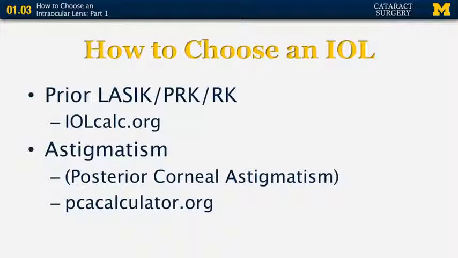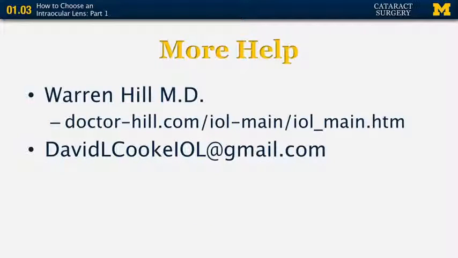And lastly, this is not a summary, but if you've had an eye that's had prior LASIK or PRK or RK, you can go online to iolcalc.org. That's the website that's run by ASCRS, and on that website it gives good information as to how to adjust things to get a better result than you would have with the normal formula. If you have an eye with a lot of astigmatism and you'd like to include posterior corneal astigmatism, this is something we've not talked about today, but there is a website at pcacalculator.org that walks you through how to do this. More help is available on a wonderful website by Dr. Hill, and I've listed it here for you.